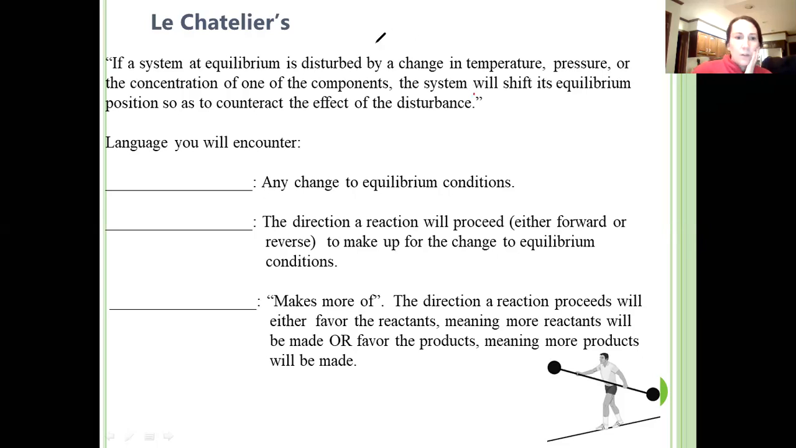Okay, so you're gonna encounter some words that are just different. The first word you're gonna hear a lot is stress. And this is any change to the equilibrium conditions. So a change in pressure, temperature, concentration.